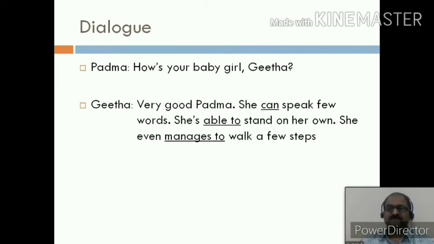Especially if the baby is very small, small babies cannot talk comfortably, cannot walk comfortably. So the baby has to put in a lot of conscious effort. That is where we use manages to or manage to, something that we manage to do, not with complete ease, but by applying conscious effort. Somehow we manage to do it or finish the action.